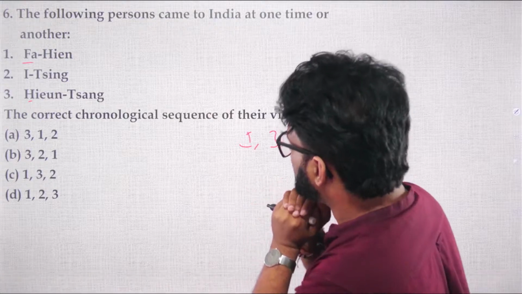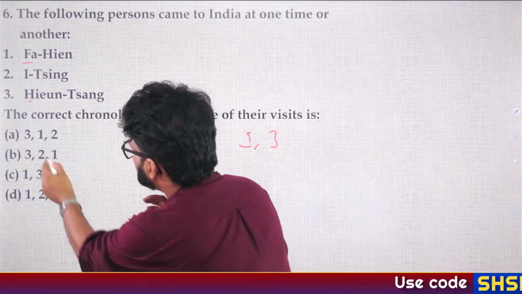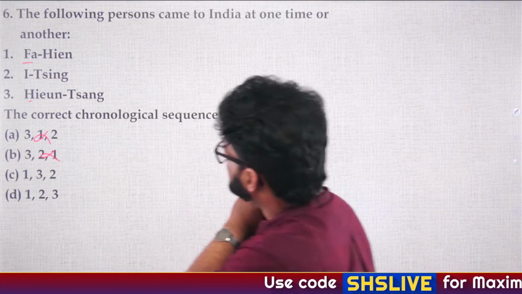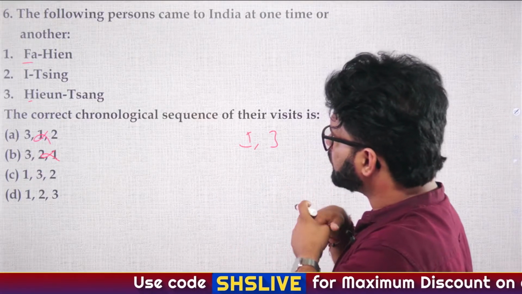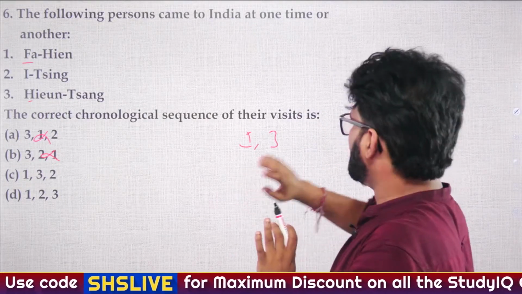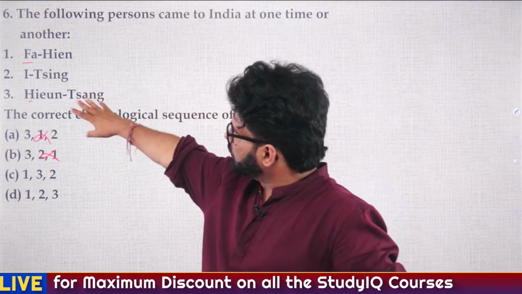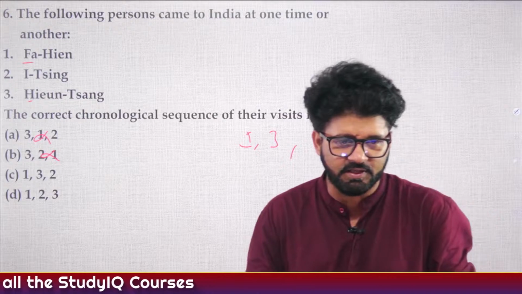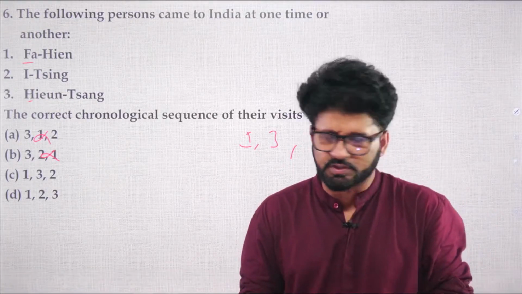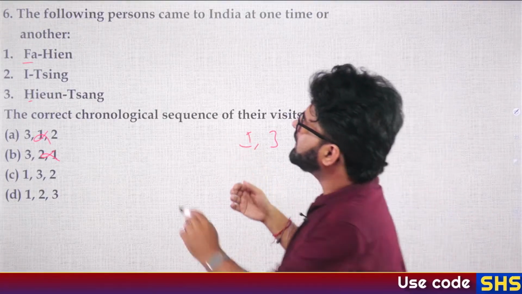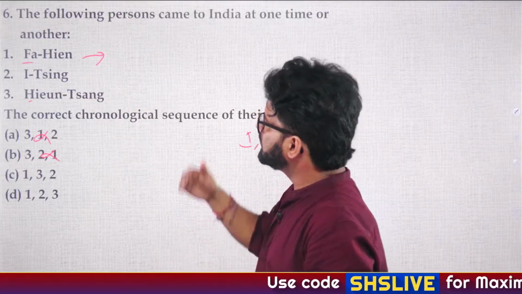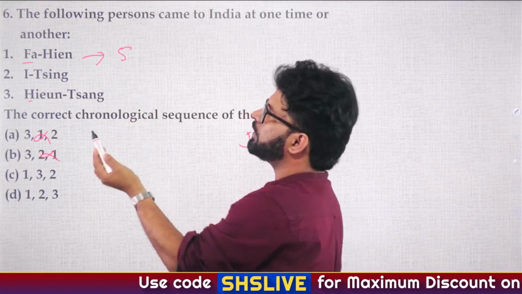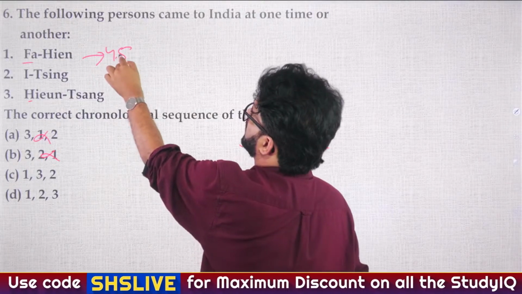If you want 1, 3, that means you will eliminate these two and you're left with 1, 3, 2 and 1, 2, 3. Aizing came at the end. Fahian came first, then Yuenzang and then Aizing. So 1, 3, 2: C. Most of you said C, right? Fahian came during the period of Chandragupta, around 405 AD.